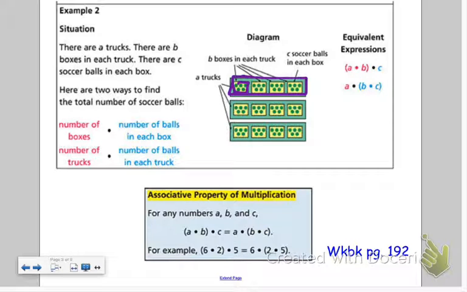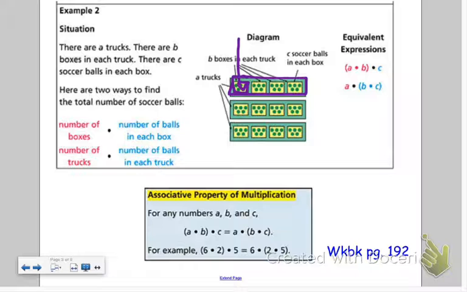Then there are C soccer balls in each box. So inside each of those yellow boxes are those little green dots, and they're representing the soccer balls that are in each box. But again, I have no idea. I don't know how many soccer balls are in each box. I don't know how many boxes there are. And I don't know how many trucks there are. So how can I write an expression for this?